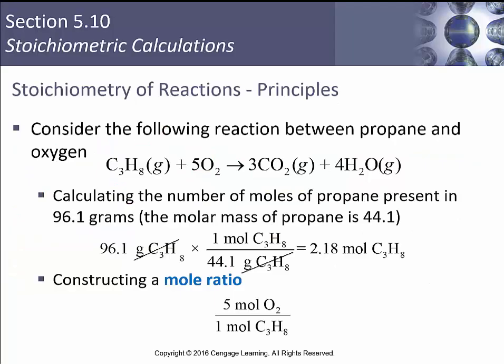So let's look at the number. Consider the following reaction between propane and oxygen. We've got C3H8 and 5 O2s. As soon as I see this 5 over here, I know I'm already dealing with a balanced chemical reaction.